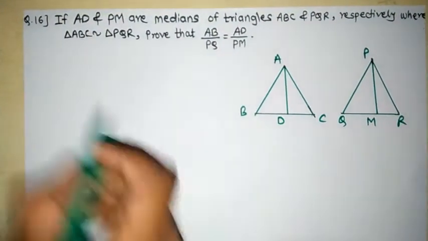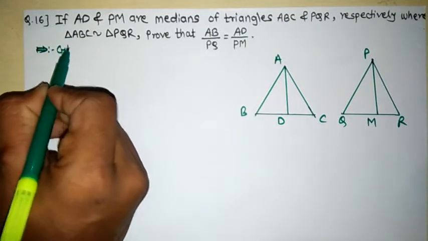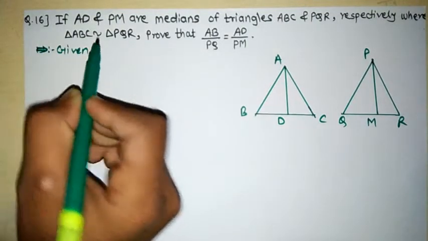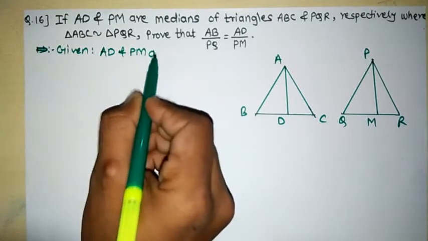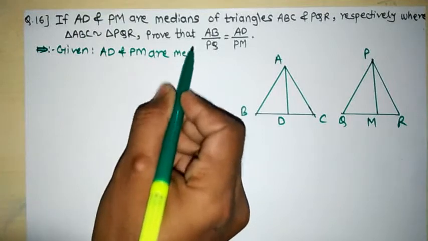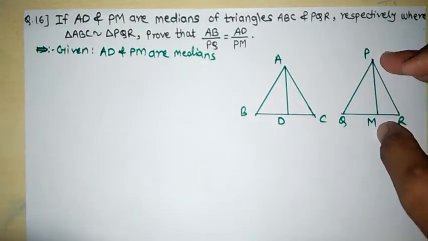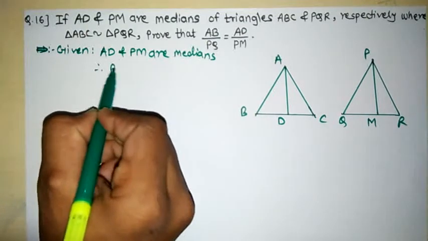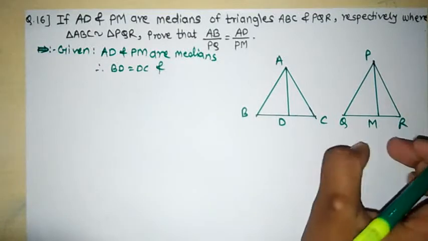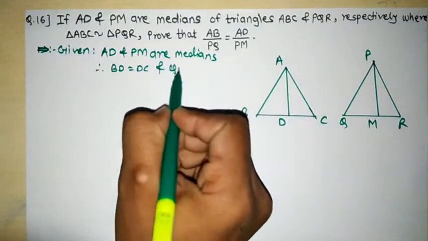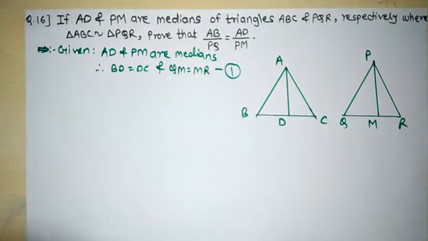First, I will write the given. Given: AD and PM are medians. Therefore, can I write BD is equal to DC and QM is equal to MR? Mark it as equation number 1.